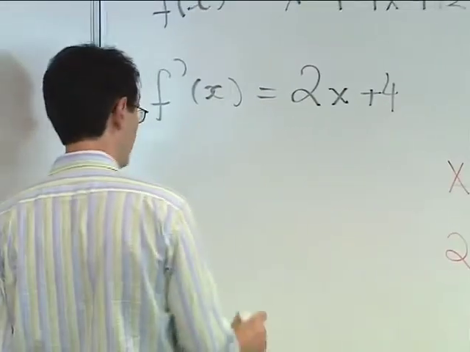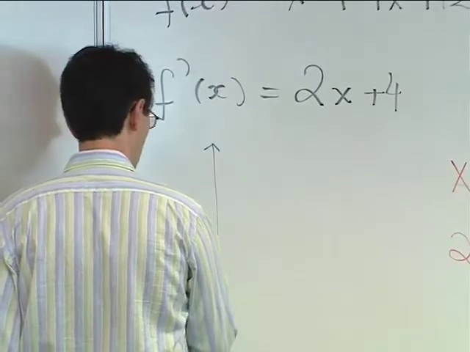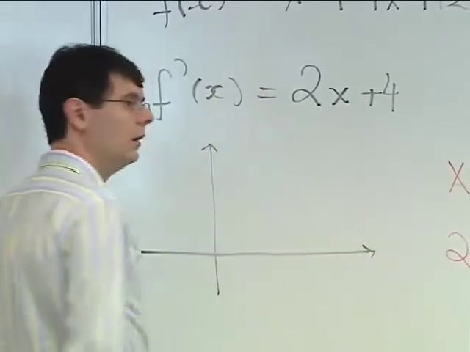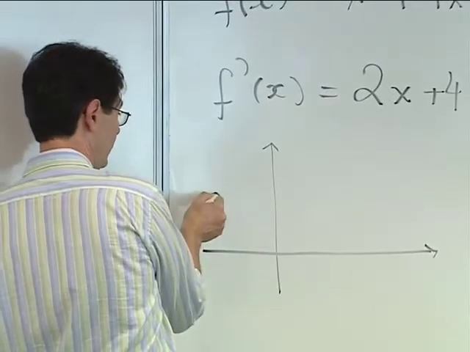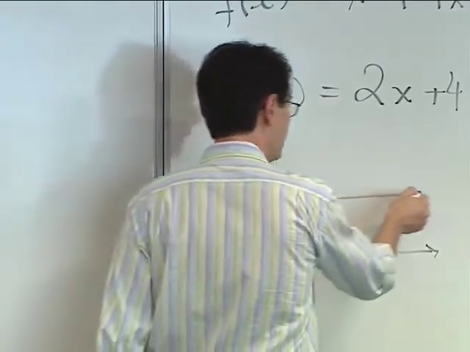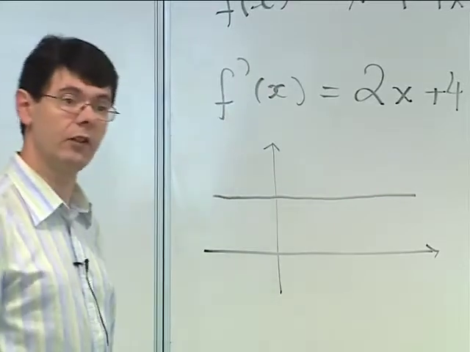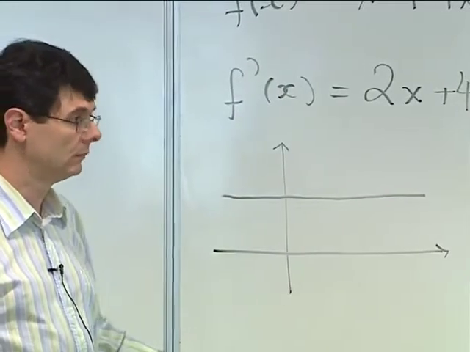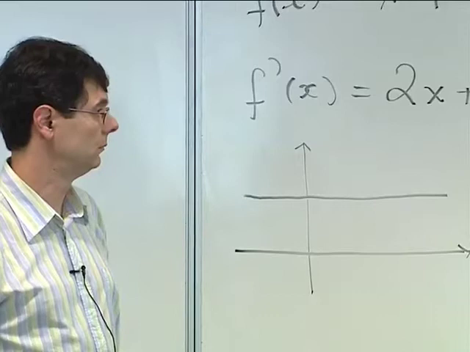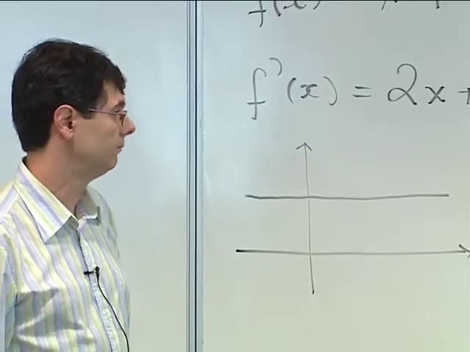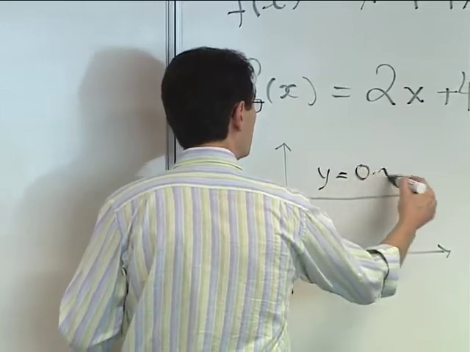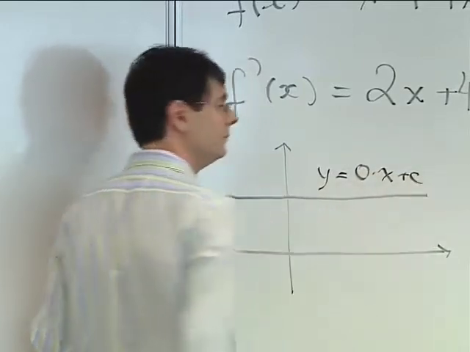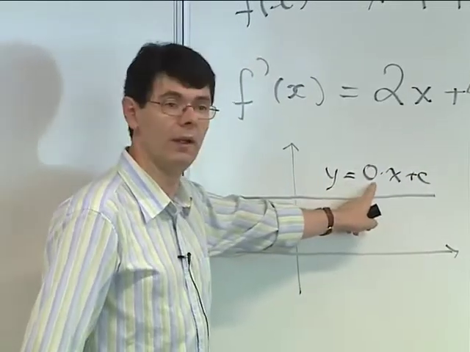I said I wasn't going to justify them, but I will justify this one by drawing the graph of a constant. The graph of a constant is a horizontal line. And a horizontal line has slope 0. A horizontal line is y equals 0 times x plus c. Slope 0.